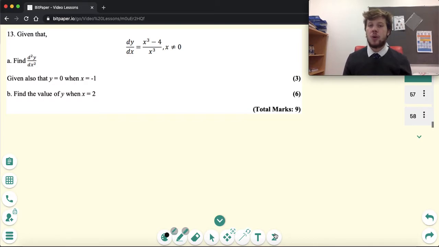Today I'm going to go through question 13, which was to do with, given a derivative, could we find the second derivative, and also could we find some equation of y? So I want to know all three steps of some equation.